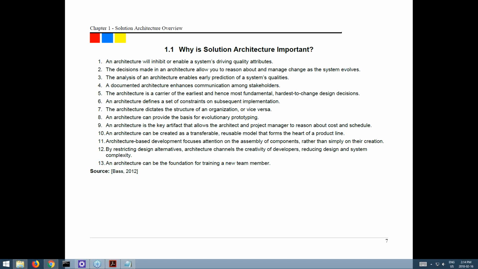The architecture is a carrier of the earliest and most fundamental, hardest to change design decisions. We've all had the experience of coming up against some decision that was made earlier in the project, sometimes even in the very first days or hours of the project, that eventually causes the whole thing to collapse. The architecture is one of those early decisions that we would like to get right. Architecture defines a set of constraints on subsequent implementations.